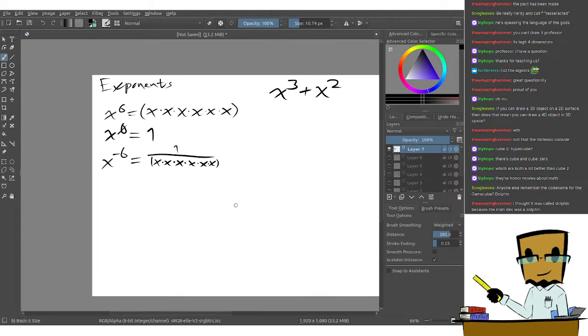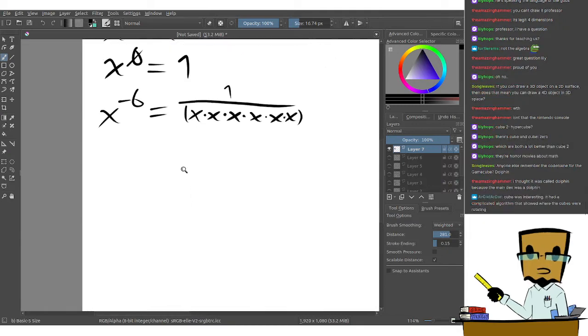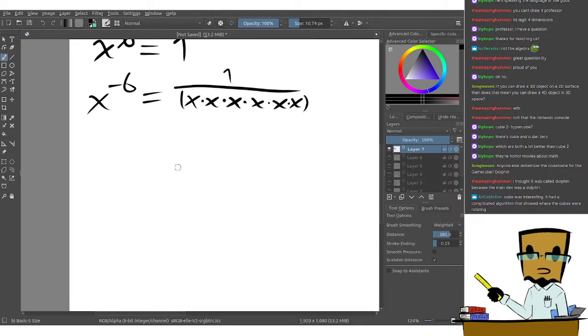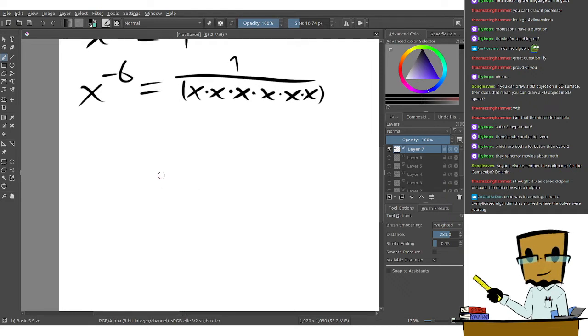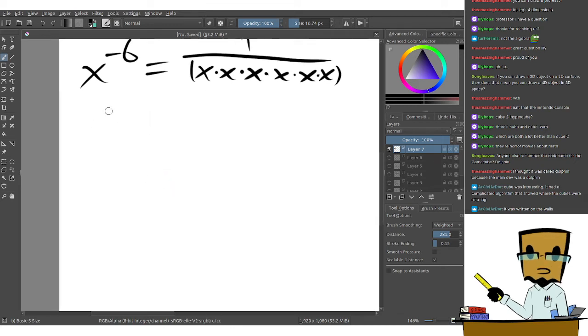It's called Dolphin because the main dev was a dolphin? He was interesting. Had a complicated algorithm that showed where the cubes were rotating? It was written on the walls. Okay, maybe that is interesting then.